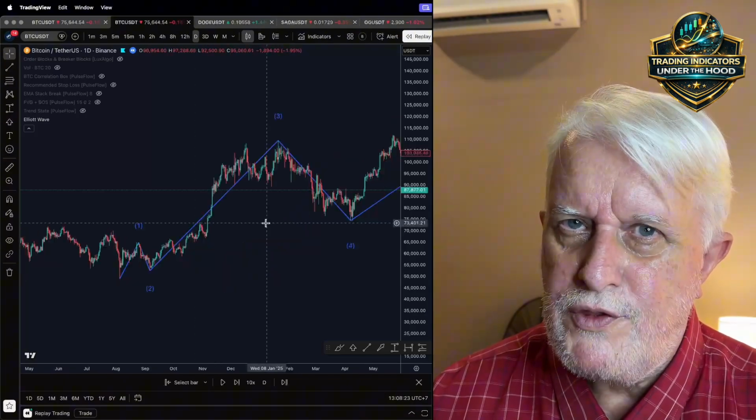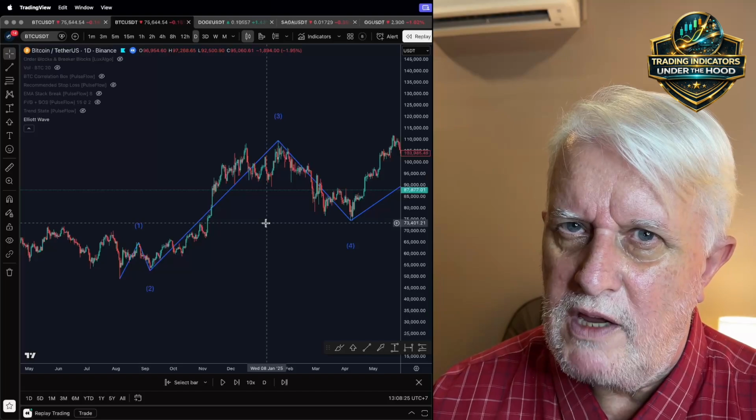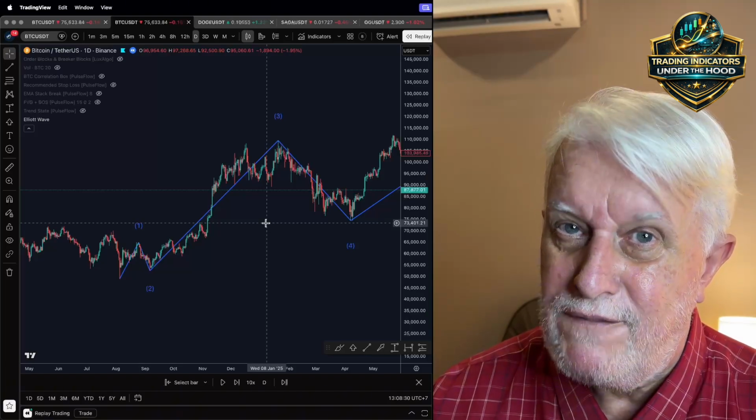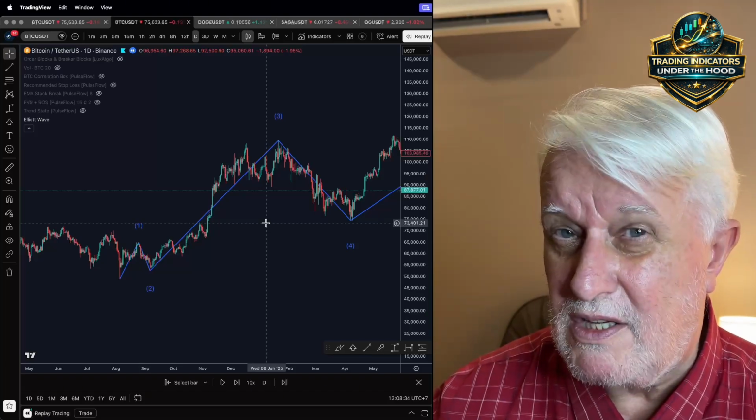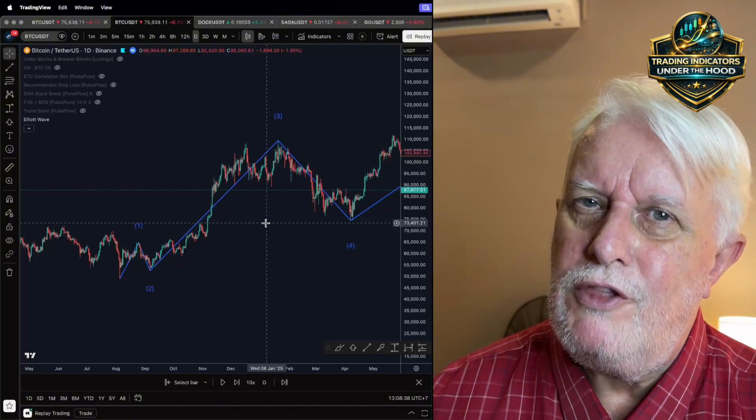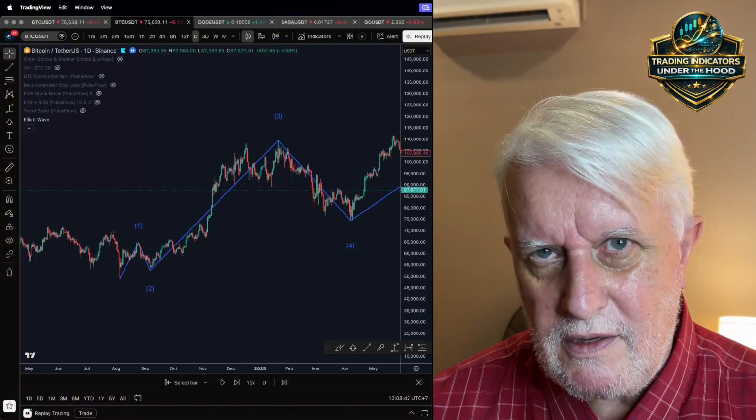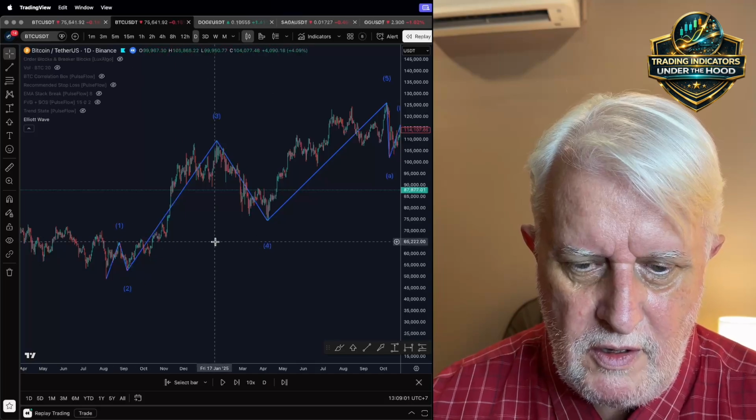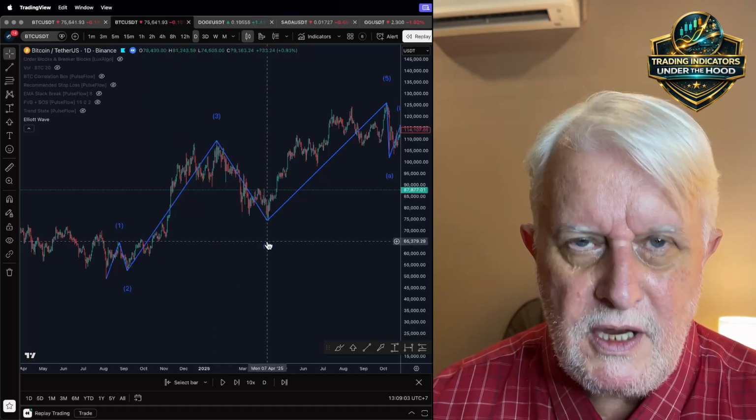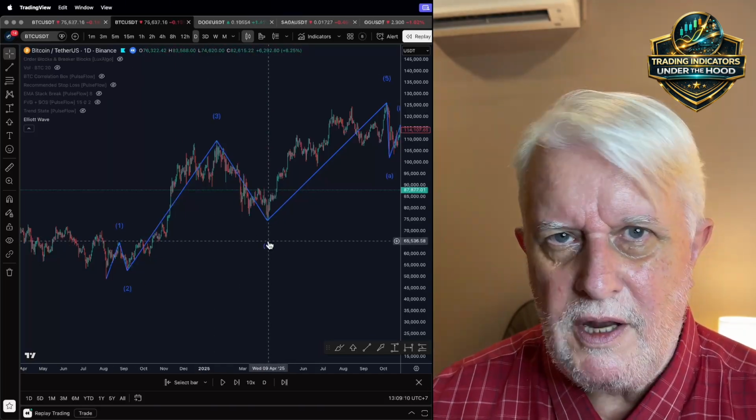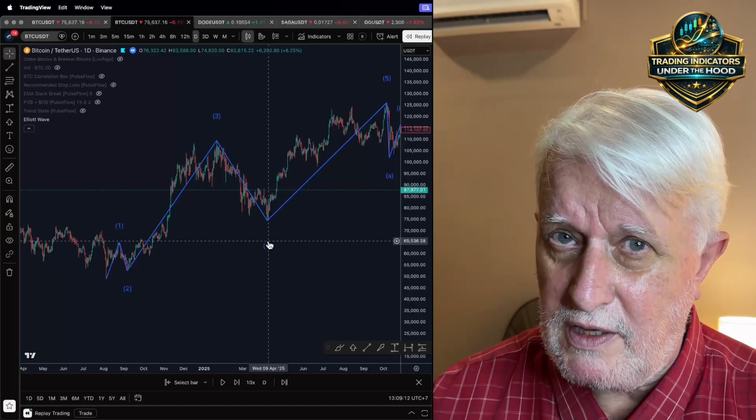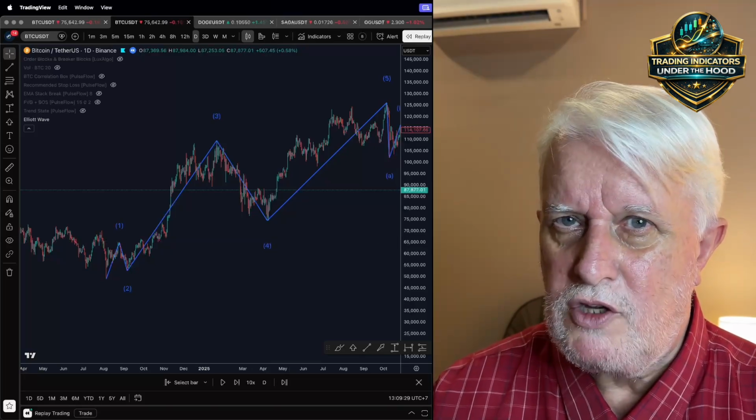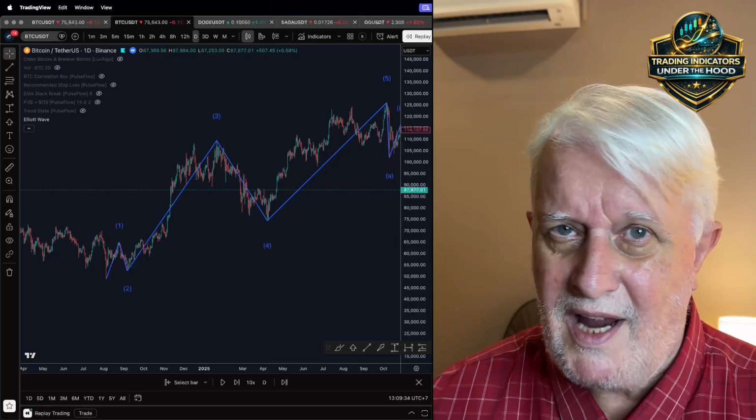Rule 2. Wave 3 cannot be the shortest wave of waves 1, 3, and 5. It does not have to be the longest, but it cannot be the shortest. And rule 3, wave 4 cannot enter the price territory of wave 1, so it cannot go beneath the high of that wave 1. And if it does, you've got to relabel everything. 3 rules, that is all that is truly fixed in this entire theory.